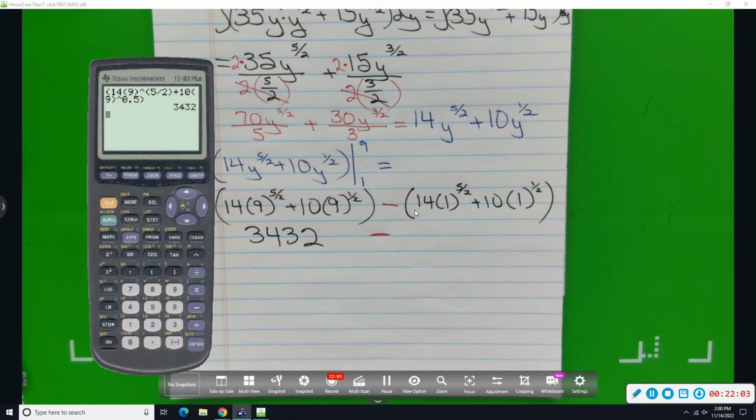Now I'm going to do this second set of parentheses. Left parenthesis, 14 times, what? Oh, this is nice. Hadn't even thought about this. 1 to any power is still 1. I agree. So that's 14 times 1 plus 10 times 1 to any power. The square root of 1 is still 1. I don't need a calculator for this one. I can do this one in my head. 14 plus 10 gives me 24.